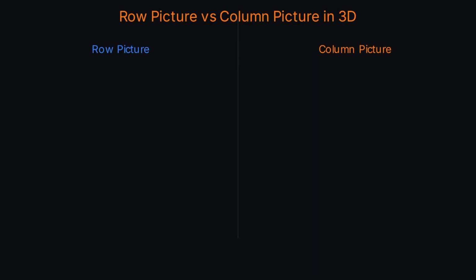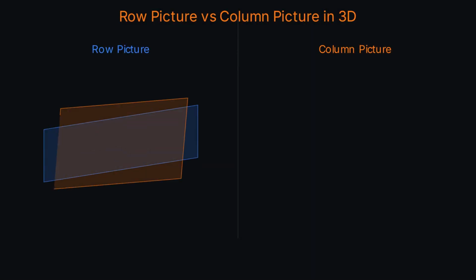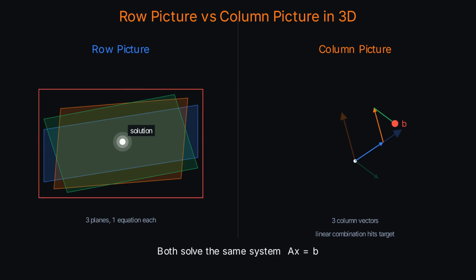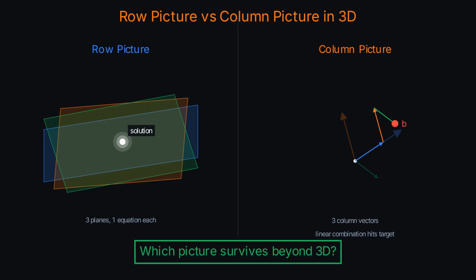Two pictures of the same math problem. On the left, three translucent planes in three dimensions meeting at a single point. On the right, three vectors scaled and added, landing on a target. They solve the exact same system of equations, but one of these pictures becomes useless the moment we step into four dimensions. Which one and why? Let's build both pictures and find out.